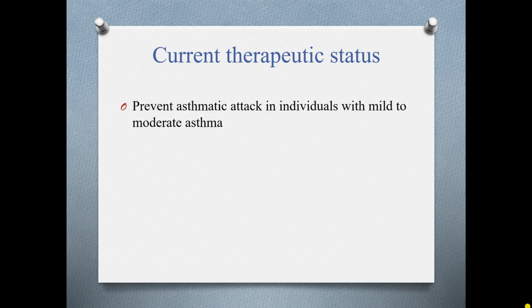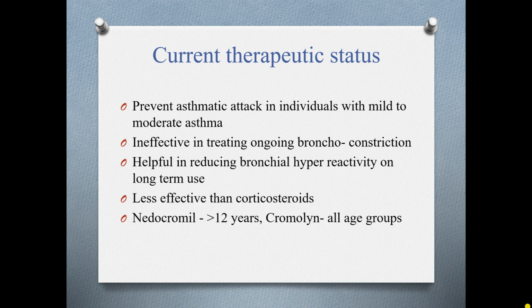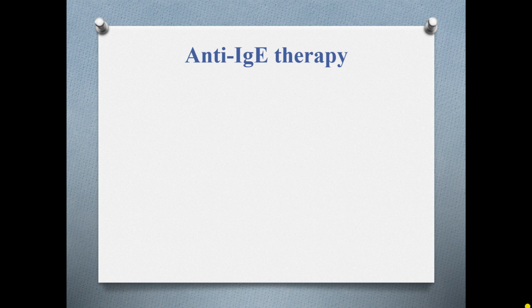So what is the current therapeutic status of mast cell stabilizers? They prevent asthmatic attacks in individuals with mild to moderate asthma. They are ineffective in treating ongoing bronchoconstriction. They are helpful in reducing bronchial hyperreactivity on long-term use, but they are less effective than corticosteroids. Nedocromil should be used only in patients of more than 12 years of age, while cromolyn can be used for patients of all age groups.